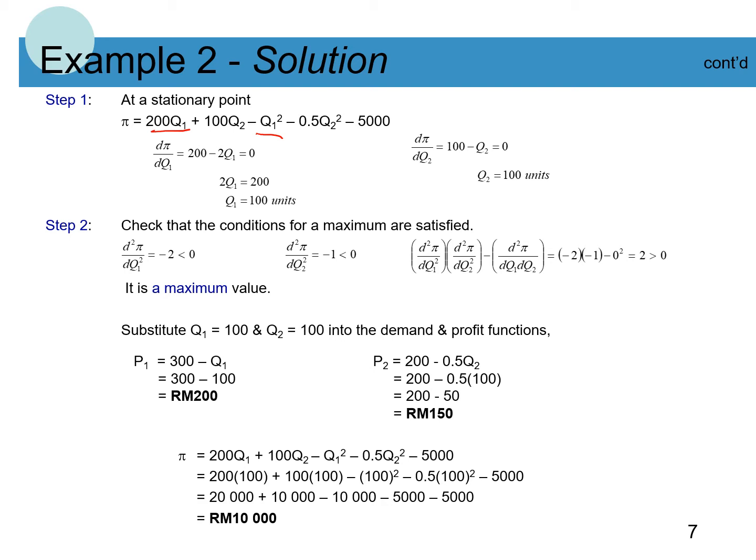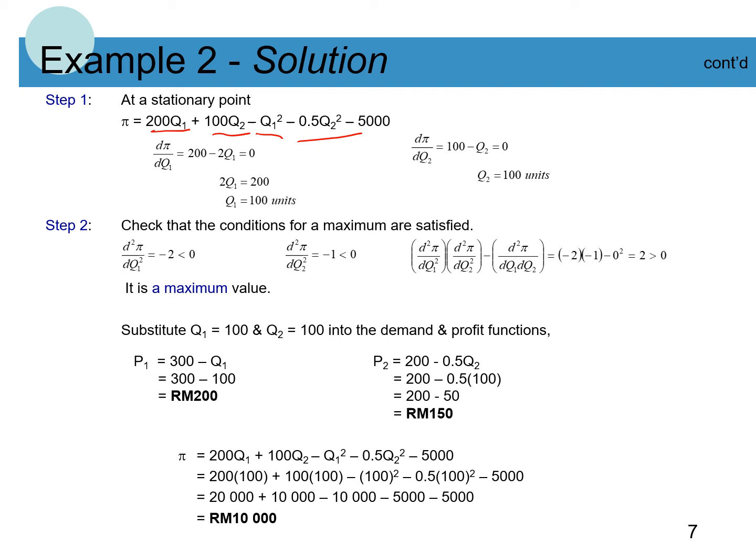Same also for the differentiation of the profit with respect to quantity 2. Therefore, we differentiate the terms that have Q2. Therefore, we have here 100 minus Q2 equal to 0. Then we found that Q2 is equal to 100 units. Okay. Then we check that the conditions for maximum are satisfied.